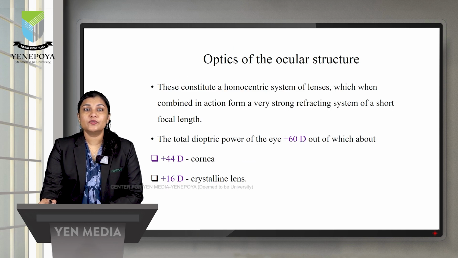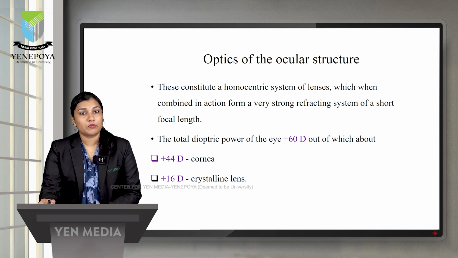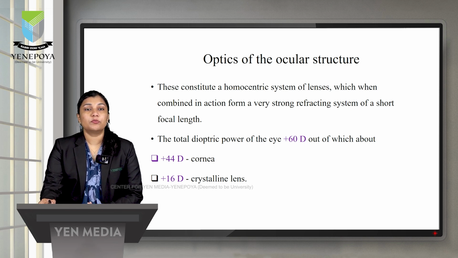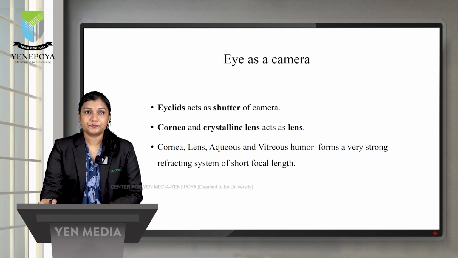So these constitute a homocentric system of lenses which, when combined in action, form a very strong refractive system of a short focal length. The total dioptric power of the eye is plus 60 diopter, out of which about plus 44 diopter comes from the cornea and plus 16 diopter is from the crystalline lens.